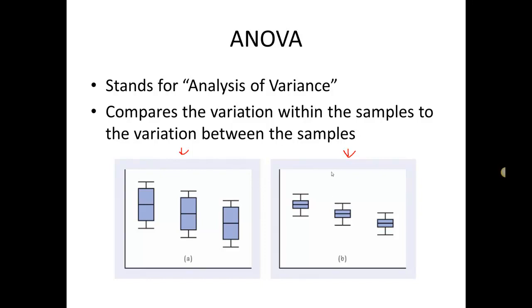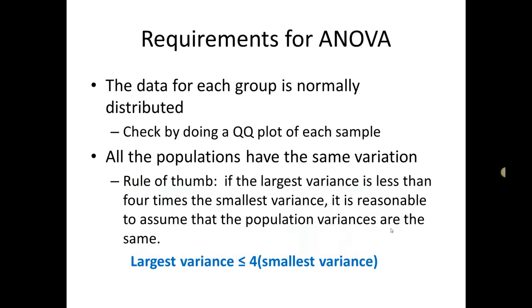So what ANOVA is going to do is compare these. It's going to look at how much variation there is within the group and compare that to how different the means are between the groups. There are two basic requirements for doing analysis of variance.